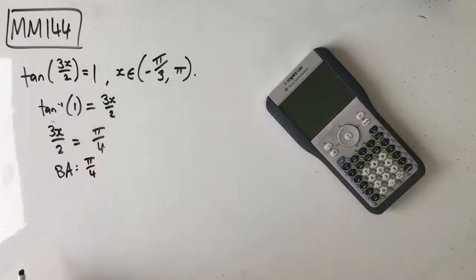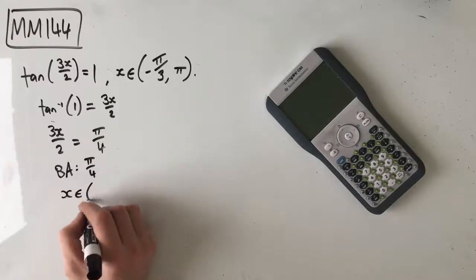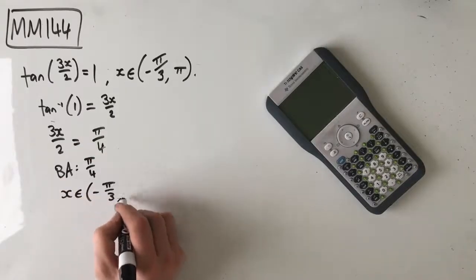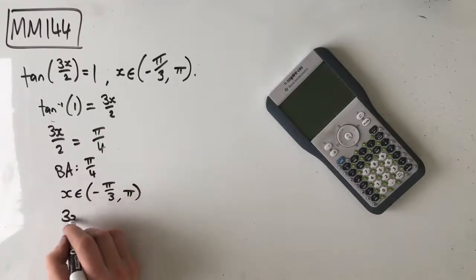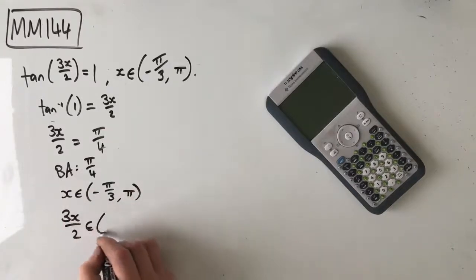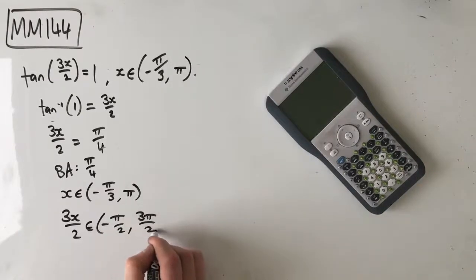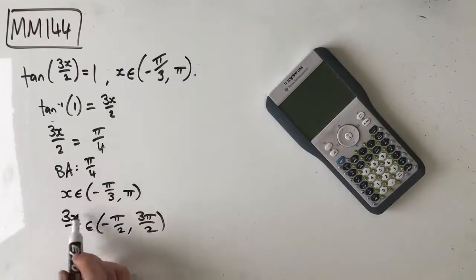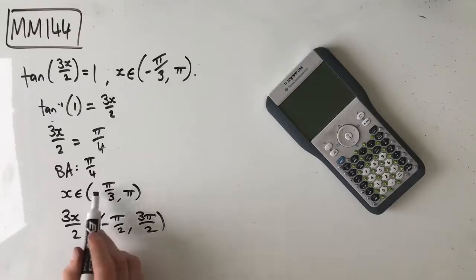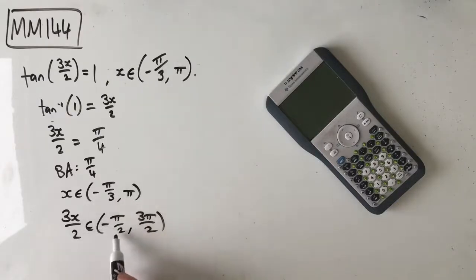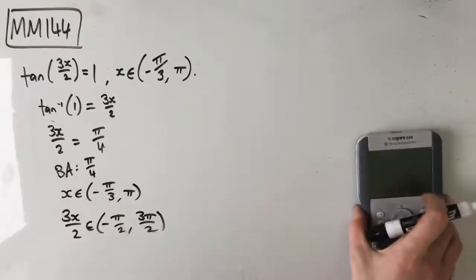And our angle is 3x/2. So if x is between -π/3 and π, that means that 3x/2 is between -π/2 and 3π/2. All I've done here is multiply both the lower and upper bound of the domain by 3/2, and that gives us our new domain for 3x/2.